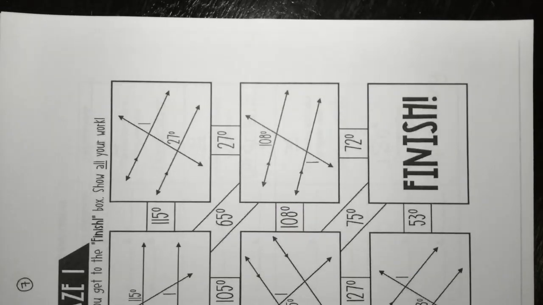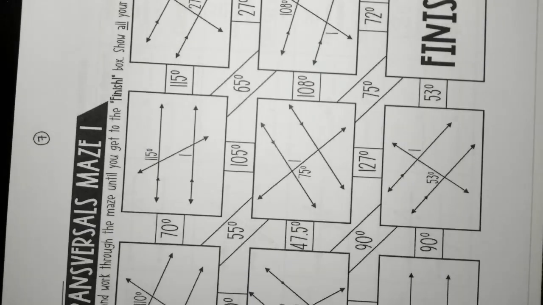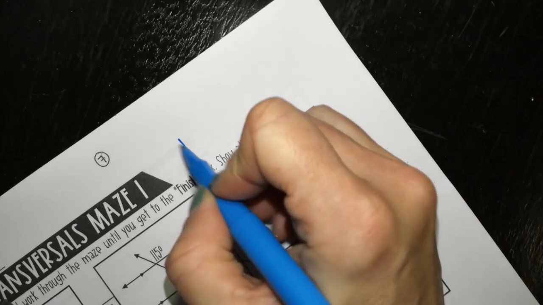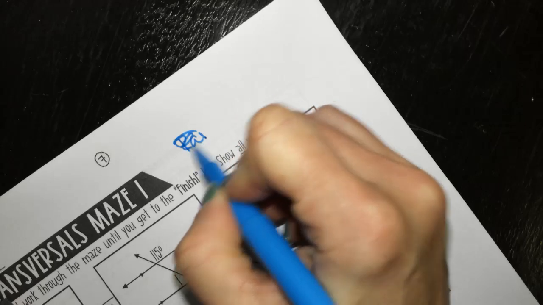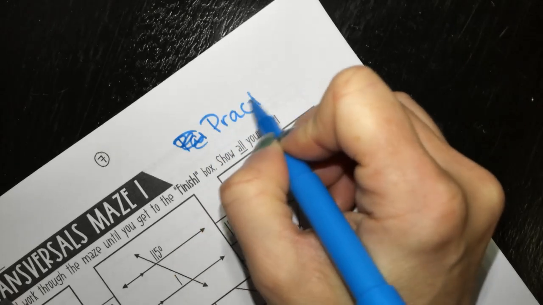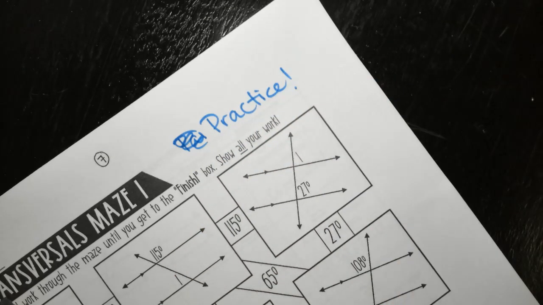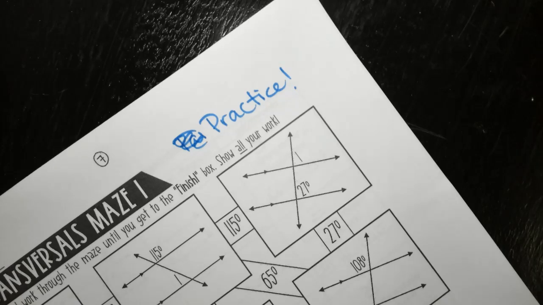Alright, you have a maze on the next page. That is for you to do for practice. Same deal. Oh, I can't spell. Practice. This will help you identify all the new angles we're learning today. See if you can make it to the finish line. And then check your answer.